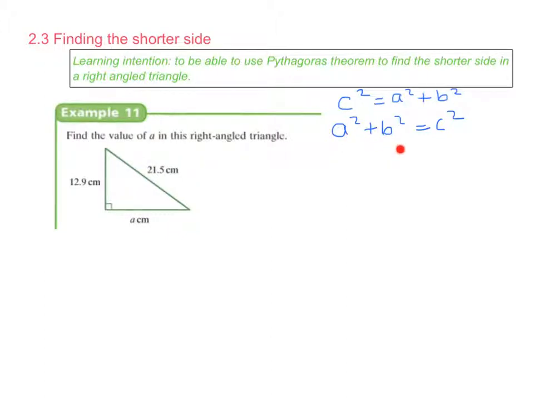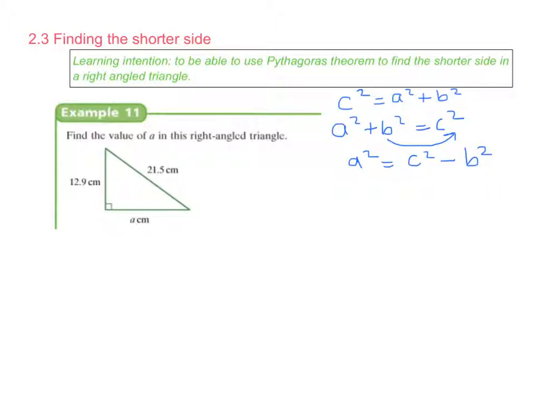So we're trying to find the a. I'm going to take this b over to that side. If I do that, I get a squared equal to c squared take away b squared. It was a plus on this side. When I take it to the other side, it becomes a negative. So now we've got that, we can start thinking about our numbers.